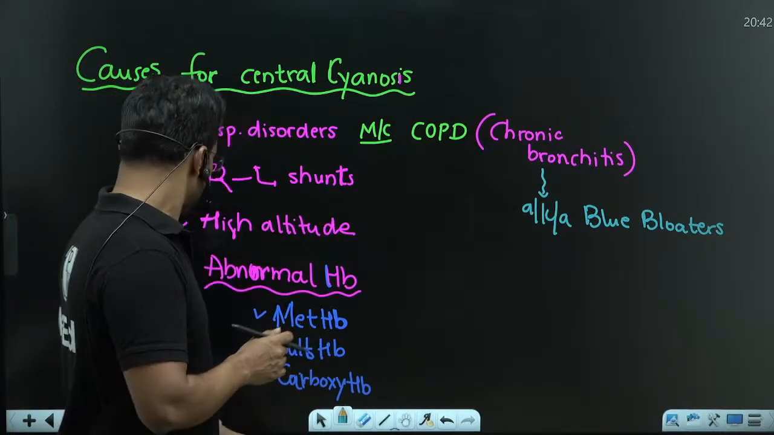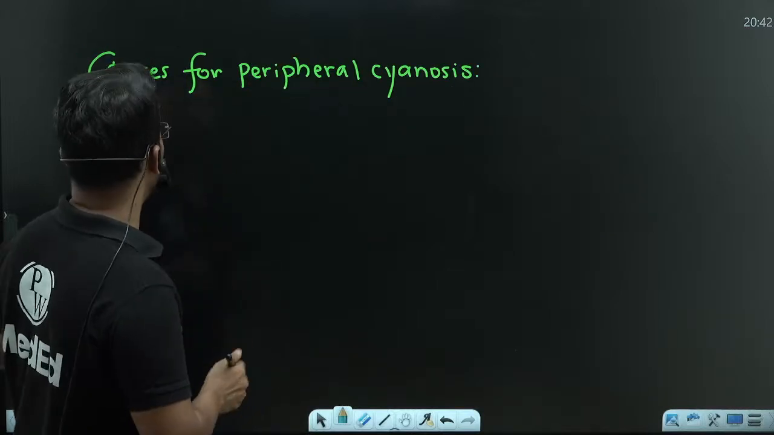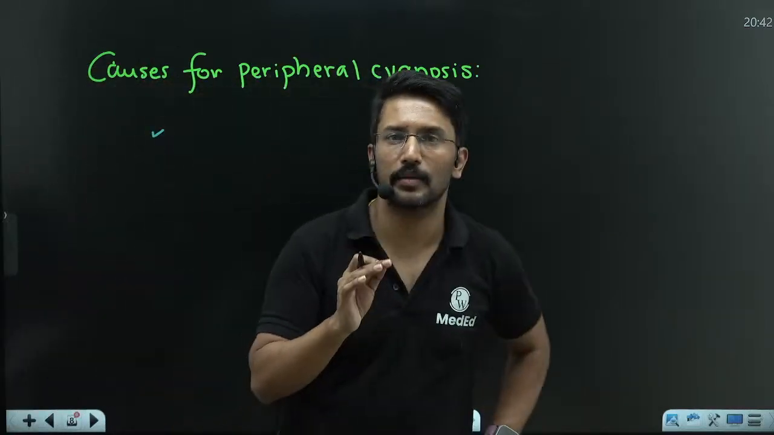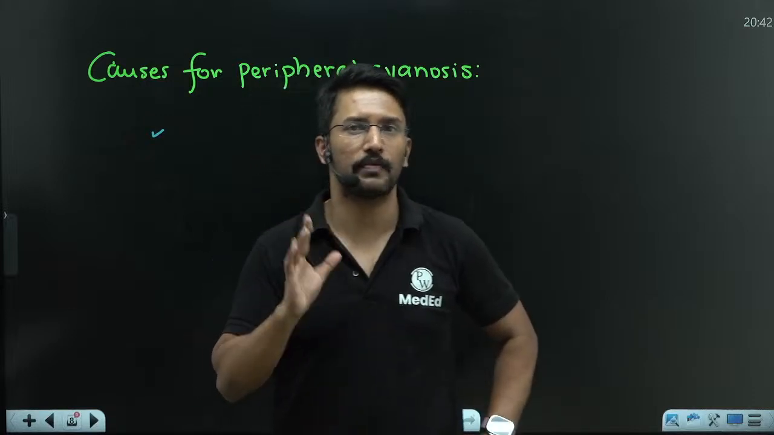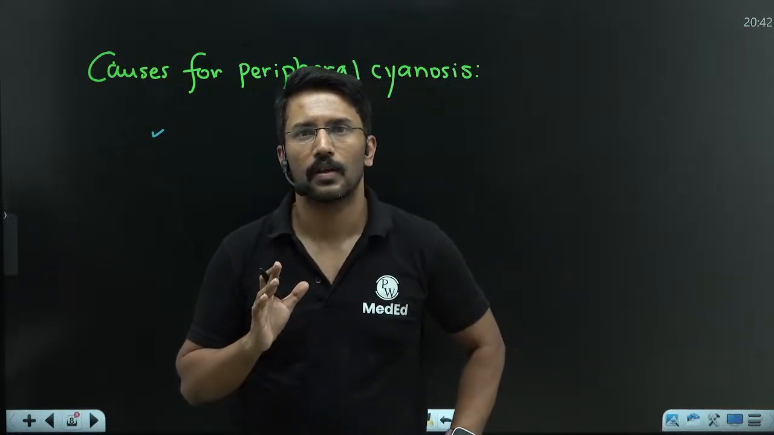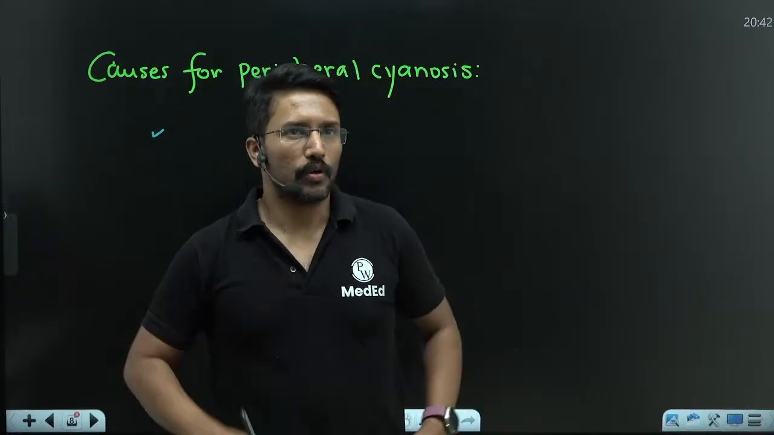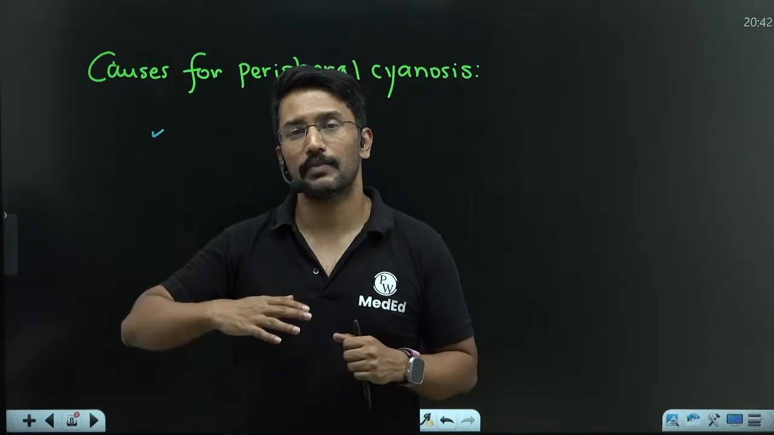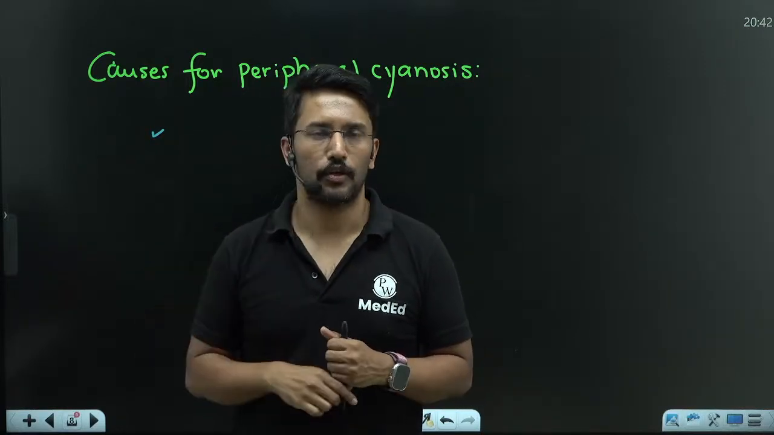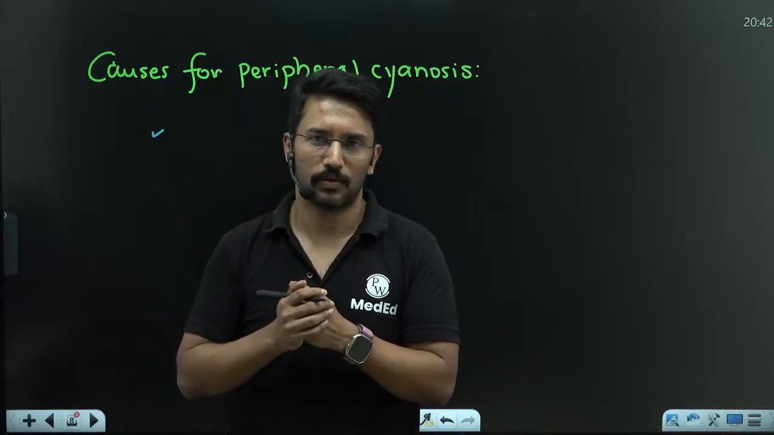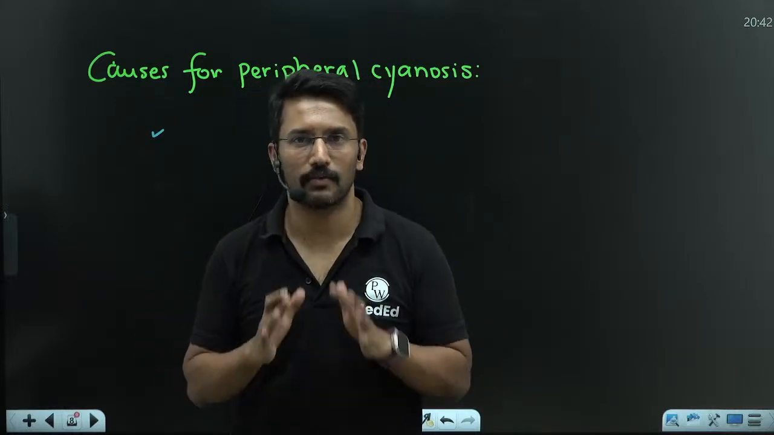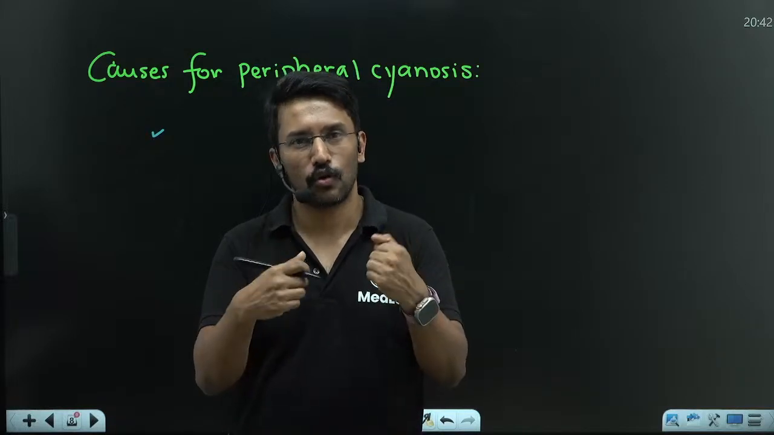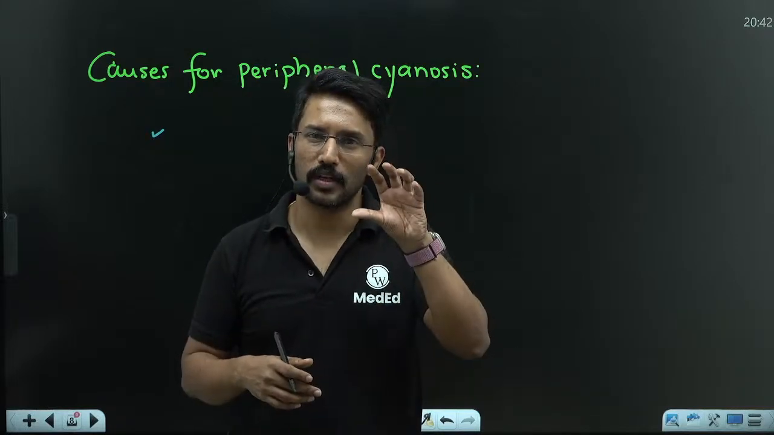Okay. Now, coming to the causes for peripheral cyanosis. The first thing I want you to mention whenever an examiner asks you to name the causes for peripheral cyanosis is blue bloaters. The reason they're called blue bloaters is that patients with chronic bronchitis have a tendency to develop right heart failure. And I'll also tell you why they develop right heart failure. They're chronically hypoxemic, right? So chronic hypoxemia causes pulmonary vasoconstriction.